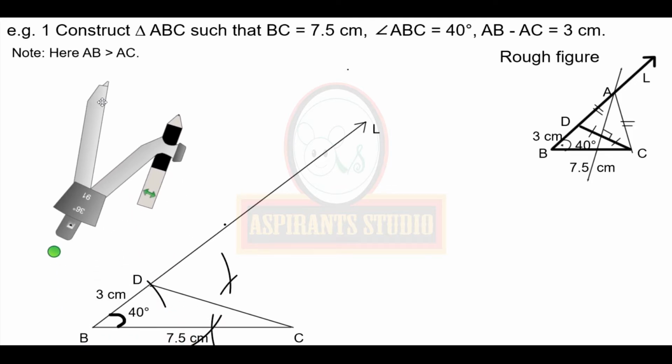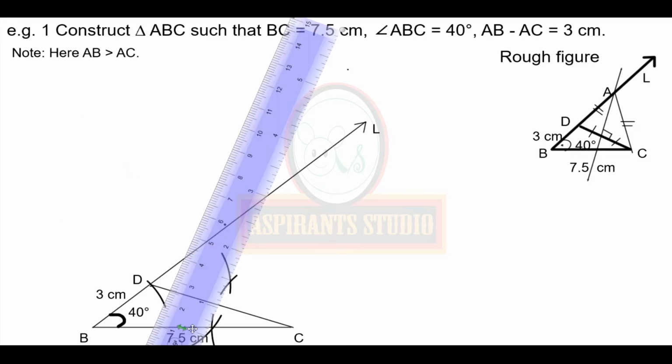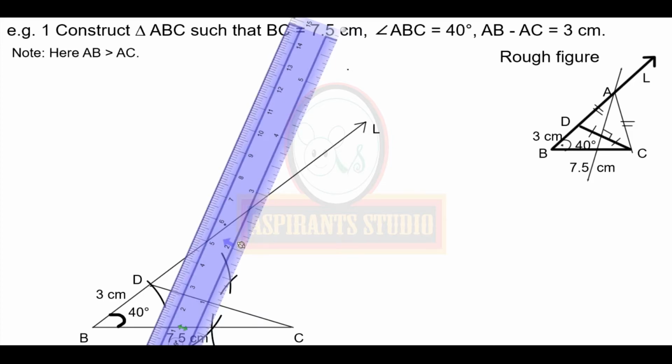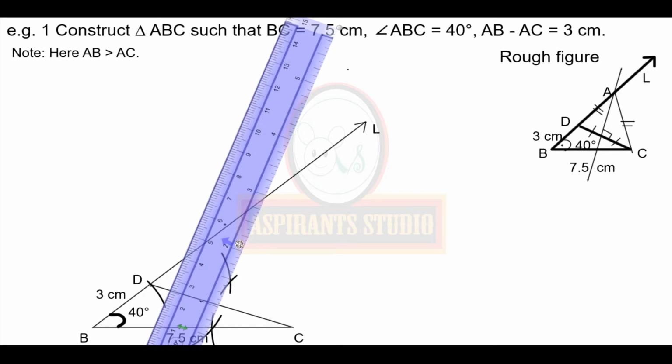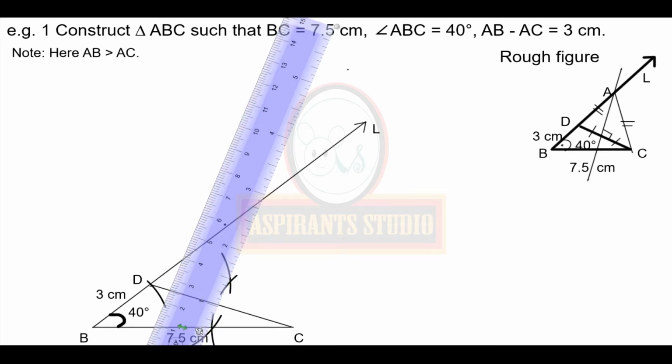Yes, now you have got 2 points. When the arcs are cutting each other, you get 2 points. Take the ruler and join them and extend it towards ray BL. You should not forget to extend it, otherwise you cannot find out the point A on the ray BL. Now you have drawn the perpendicular bisector to segment DC. After drawing it, you have to extend it towards ray BL. Now you see how it is extended.